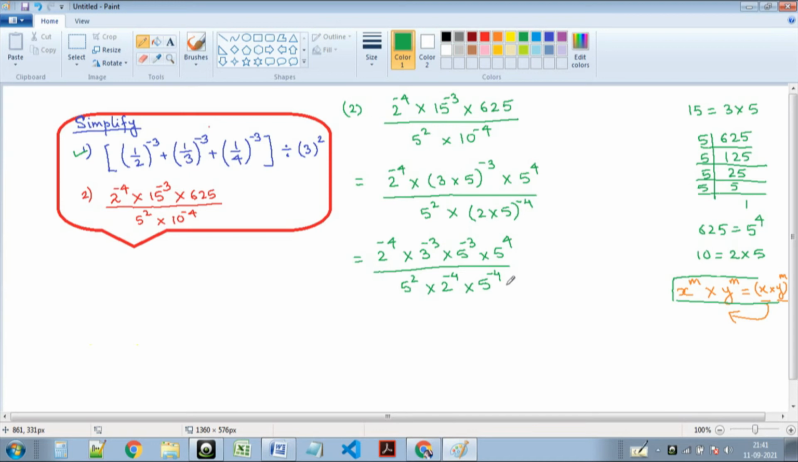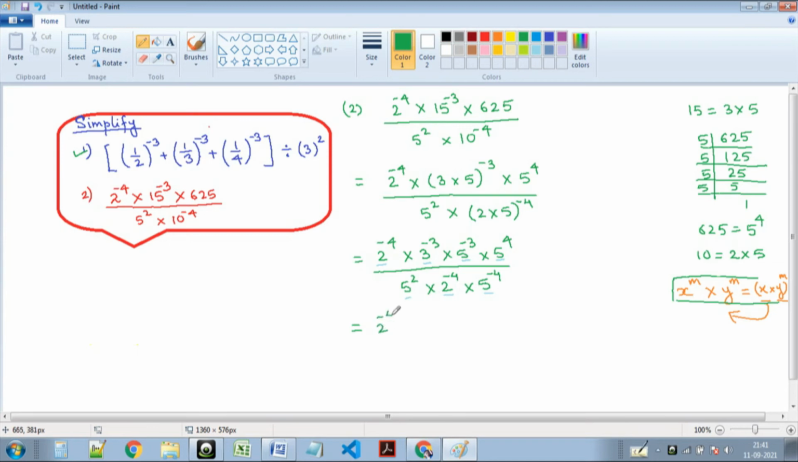Now the next step is to separate the similar bases together. Here you can see that 2 and this 2 we can write together. 3 is alone here, so we will write it separately. And 5, we have lots of 5, so we will write them together. So let's do that. Equals to, I am writing 2 to the power minus 4 and this 2 to the power minus 4 together. So how can I write?